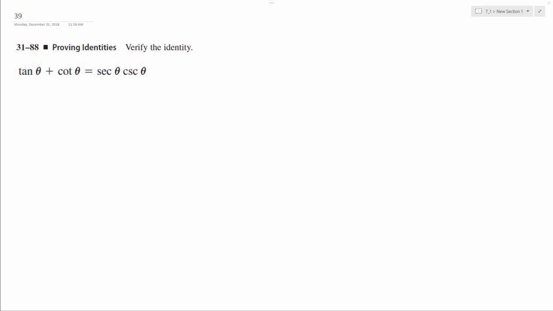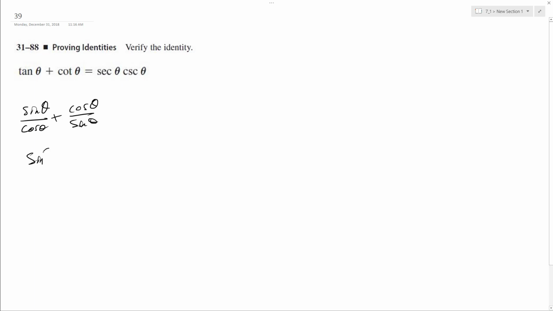I want to prove the left identity is equal to the right. So to do that, we can break down the left first into sine theta over cosine theta plus cosine theta over sine theta. So get a common denominator, and what we end up with is our common denominator is sine cosine.